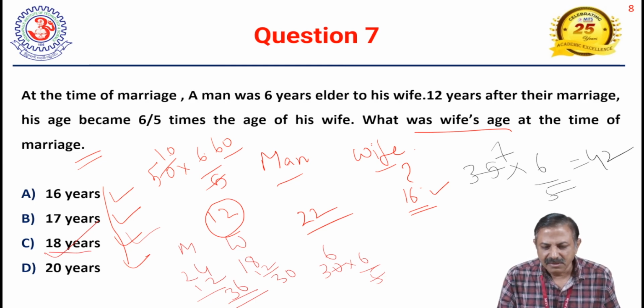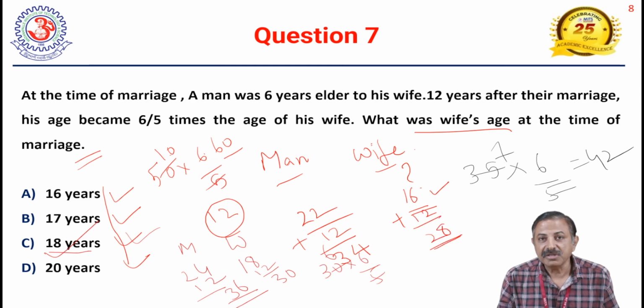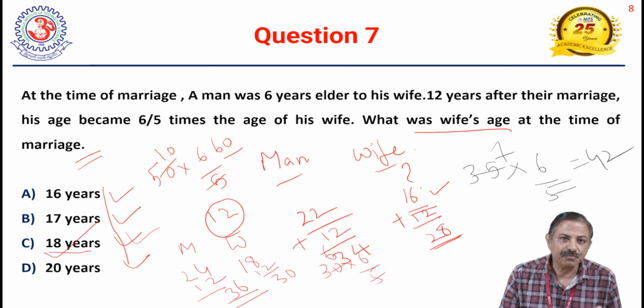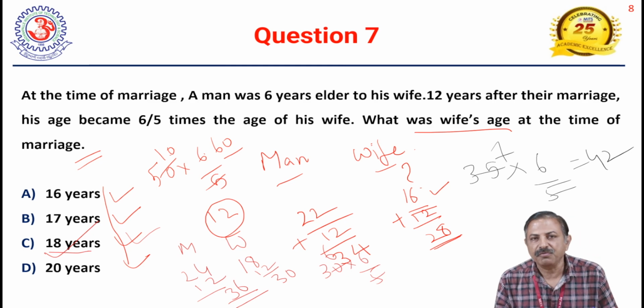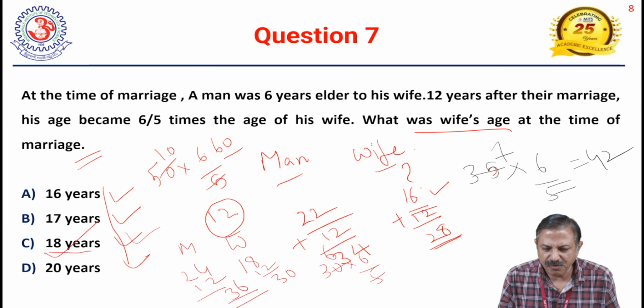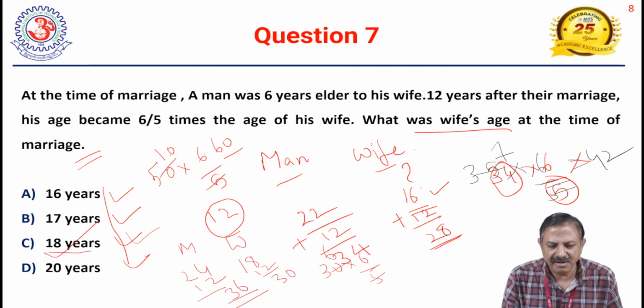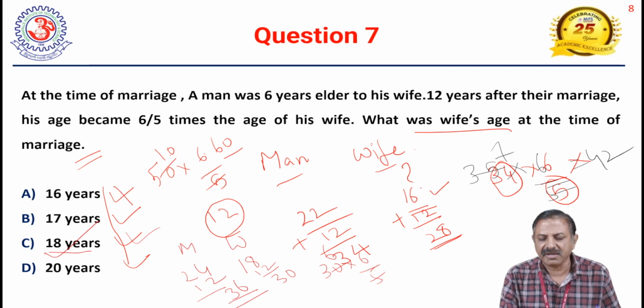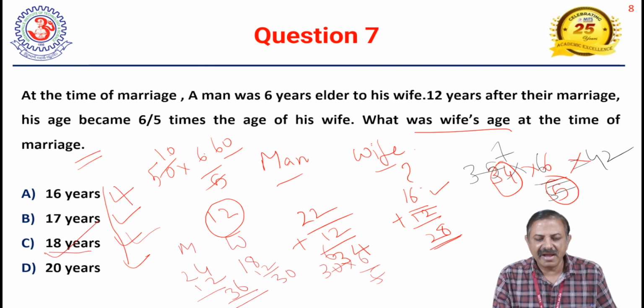But 12 years after marriage, add again one more 12. This will become 34. We should add for the wife also 12 years. This is 28. Because the age change is common for all. If you add for a man, we should add for the wife. If you remove for a man, we should remove for the wife equally. Now, is 34 6 by 5 times? See here, this is 5, this is 34. We cannot cancel immediately without solving. I'll tell first option is not correct. 6 by 5, I cannot get.